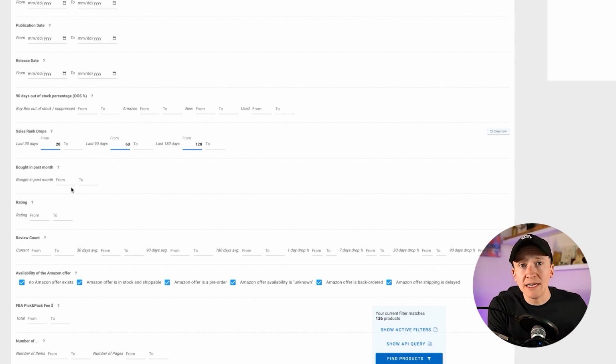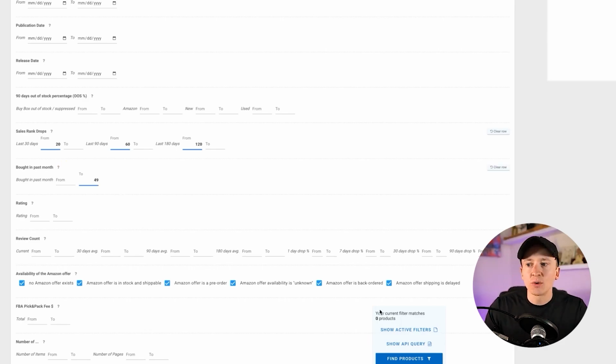Now, there are ranges. So if it's under 50 sales in the last month, Amazon doesn't give that data. If it's over 50, then it does. So if you're looking at slower moving products that don't have that 50 amount, let's say we want to say it's 49 or less, it's going to bring it down to 0 products because Amazon doesn't provide that data. They only provide if it's over 50.